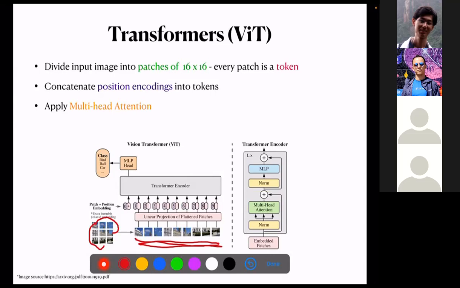So let's go back to the question. Why do we need these position embeddings? Why do they really matter? Maybe we can first ask why position embedding matters in natural language processing. Yufan, can you answer this question?